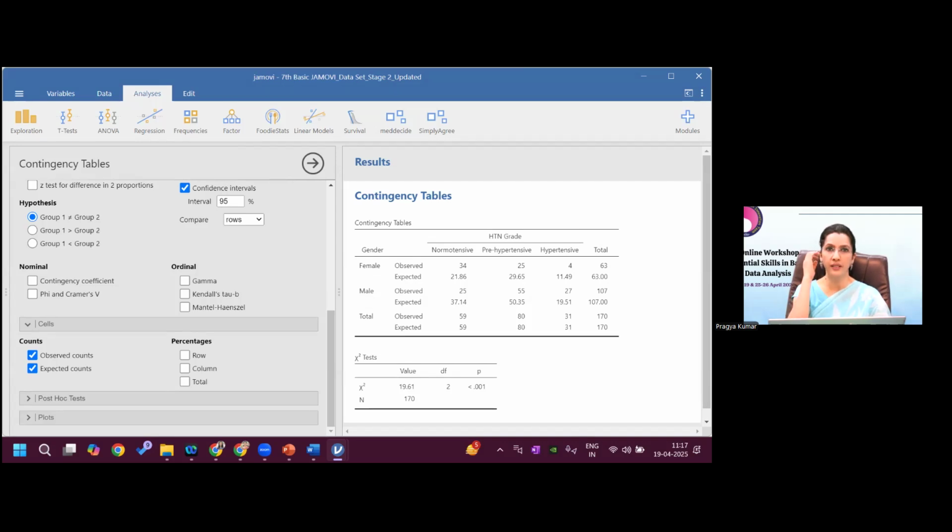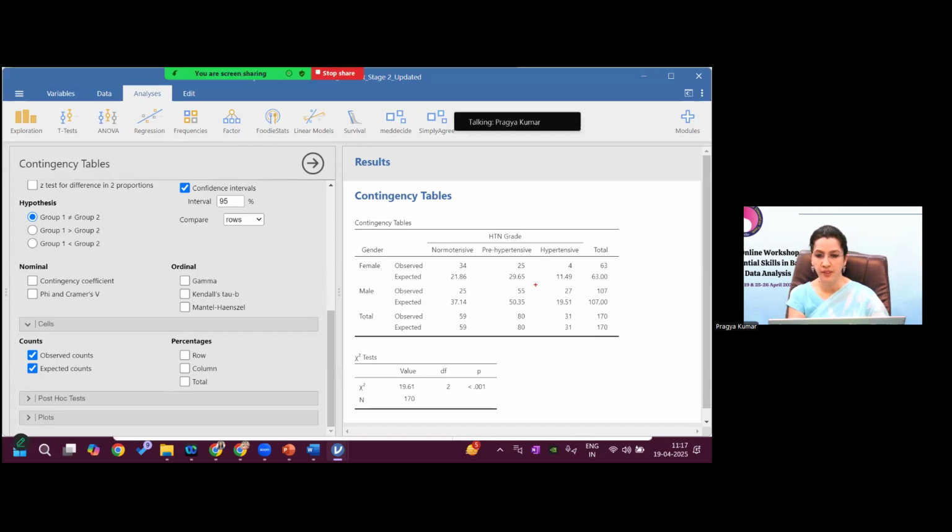So yes, all cells should have at least 1 count. In this case, just see all the cells. We don't have to see the observed, we have to see the expected. So all cells have expected count more than 1. These numbers are more than 1. So this assumption is met, and 80% of expected counts should be more than 5. Since all are more than 5, this assumption is met.